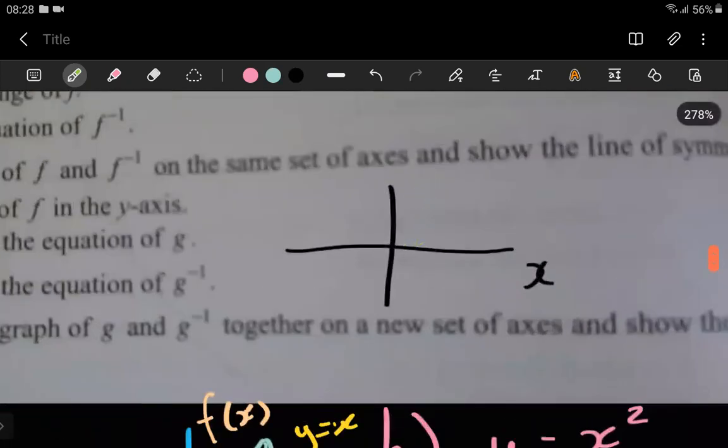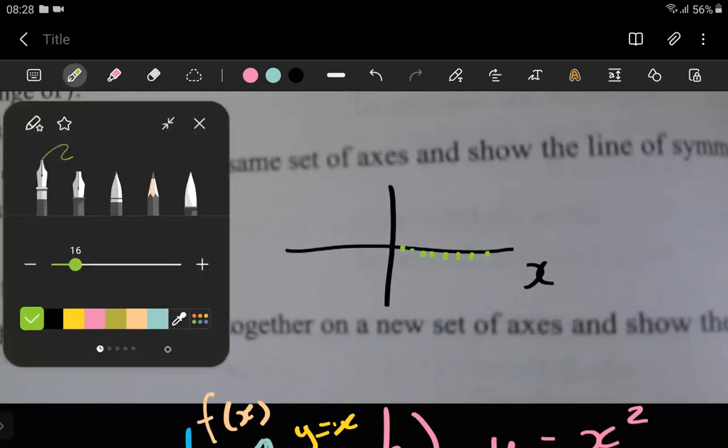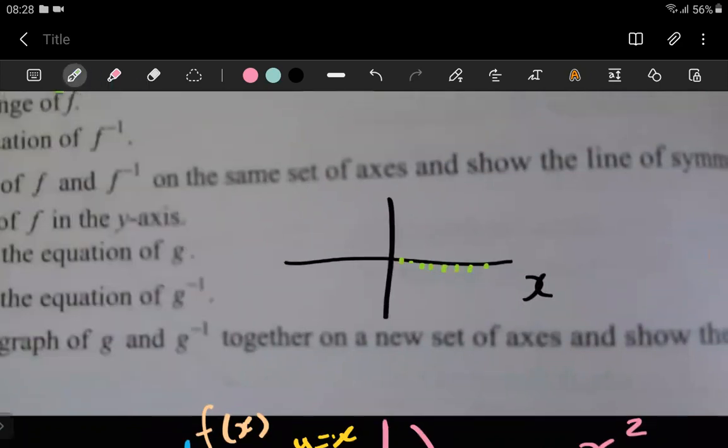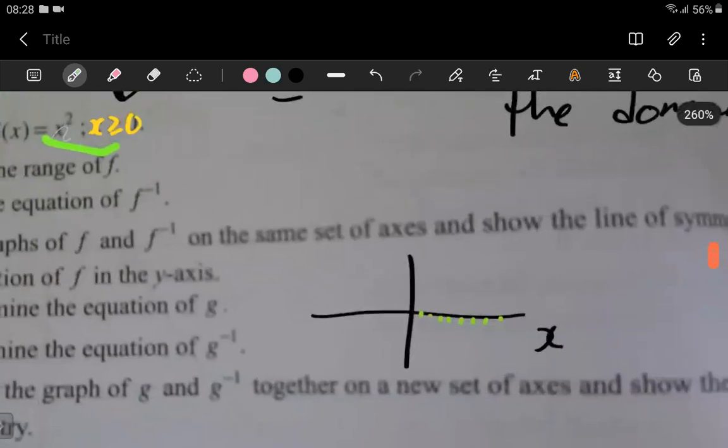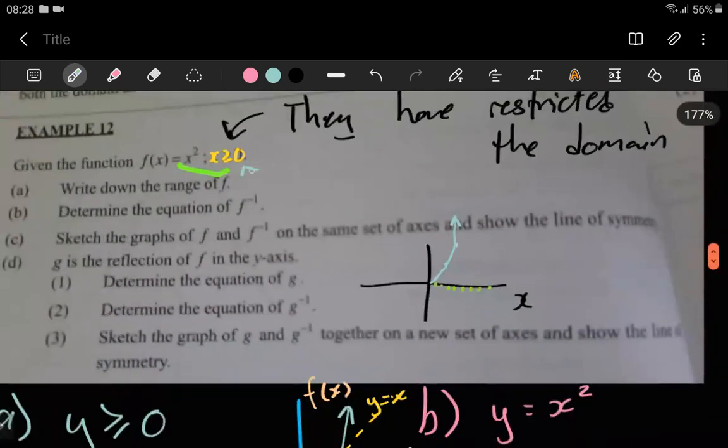Remember, this is positive 1, 2, 3, 4, 5, 6, 7, 8, going on and on. So in your equation, you're going to throw positive 1 there, which is going to give you a 1. Then you plot. Then you throw positive 2, it's going to be 4. And then you plot. Then you throw positive 3, it's going to give you a 9. Then you plot. By the time you're done, you have a picture like this one, because you're only plotting x values that are bigger than 0.